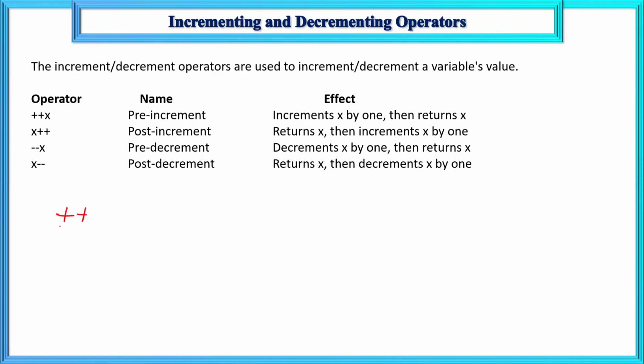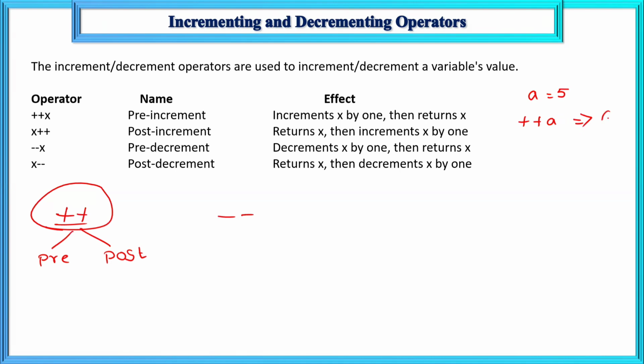Now, increment and decrement. Two operators are available. Plus plus, the increment operator. Minus minus, the decrement operator. First, I will explain increment. Here, again, two types of increments are there. Pre and post. What is the difference? Observe, A is equal to 5. Plus plus A. What is the value of A? The value of A is incremented by 1, 6. Now, A is equal to 5. A plus plus. What is the value of A? Here also the value of A is incremented by 1, 6.